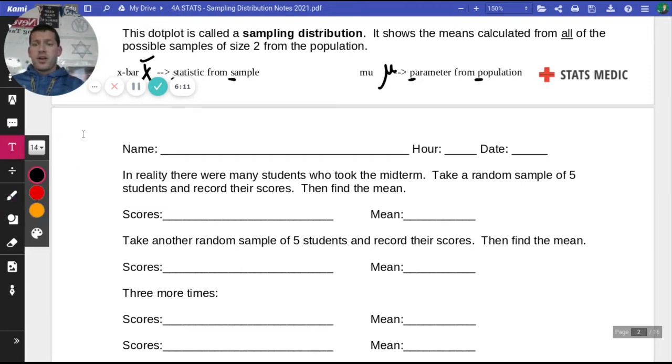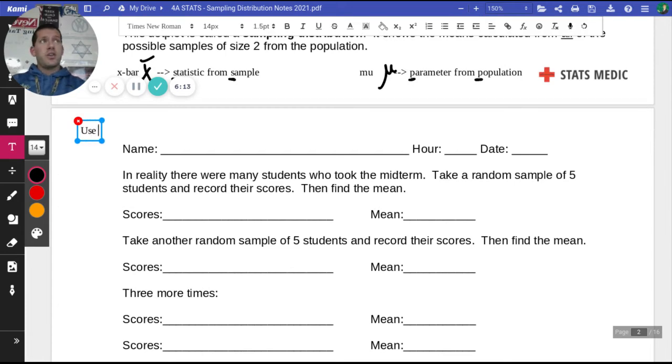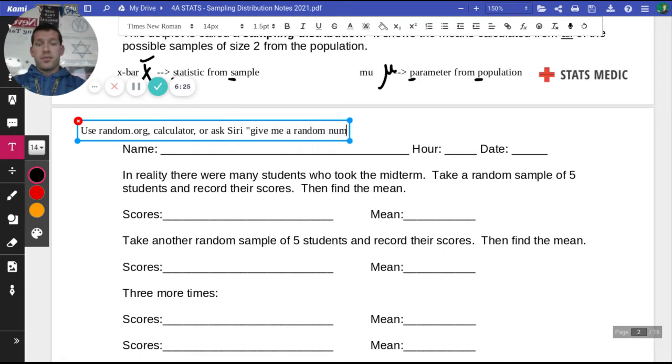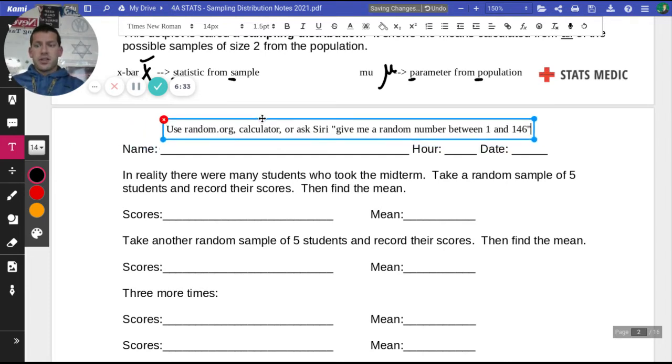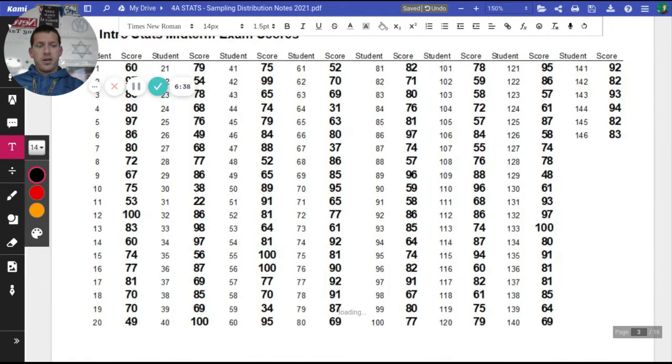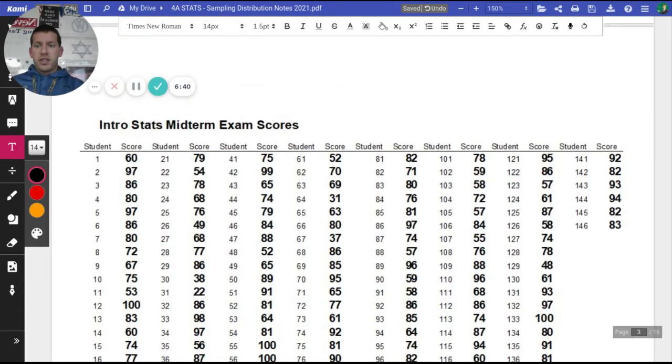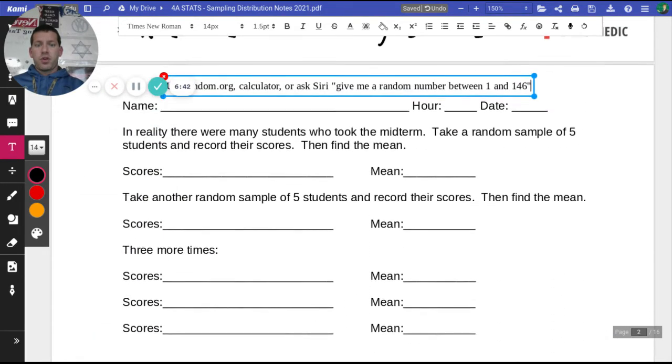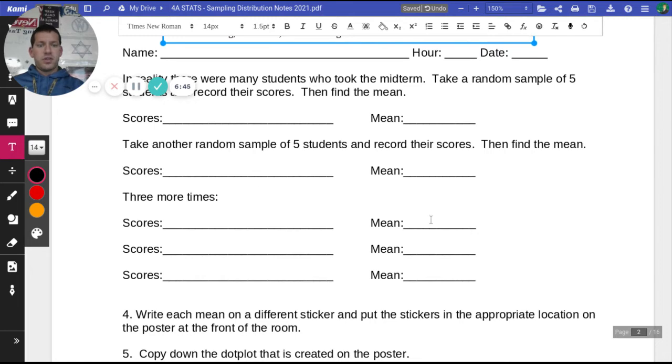So ways we can do that is we can use random.org or the calculator or ask Siri, give me a random number between 1 and 146. So we had 146 kids take this midterm exam. We have all the data right here on the next page. And so I did that a bunch of times, and I recorded the mean from each of those.